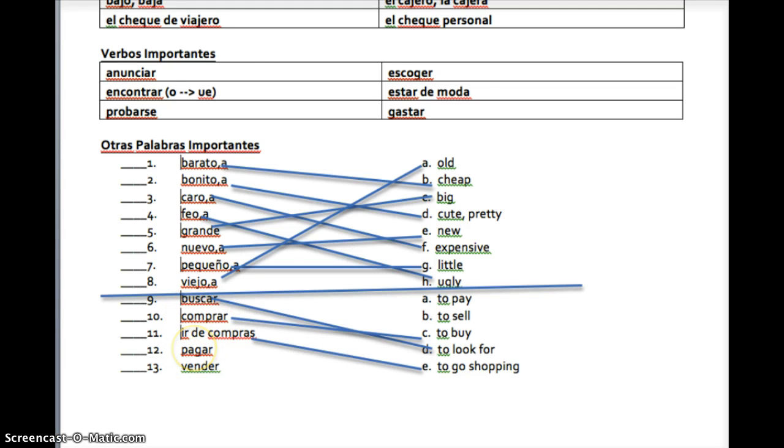Okay. Pagar is to pay for or to pay. And that leaves us with the last one, vender, meaning to sell. And again, think about it. Vender looks a lot like the word vendor, and a vendor is somebody who sells something. So we're done with that part.